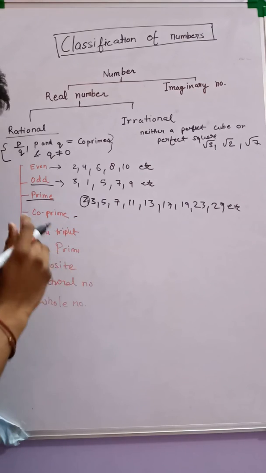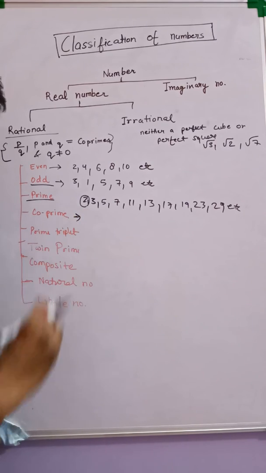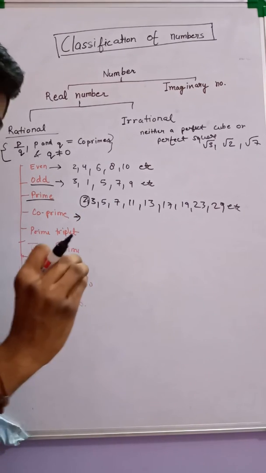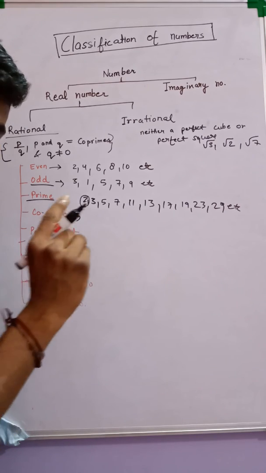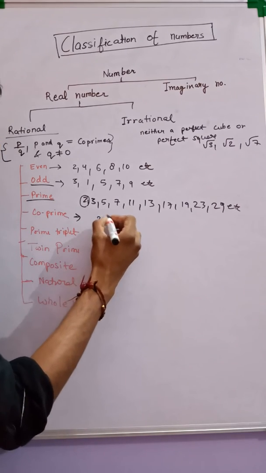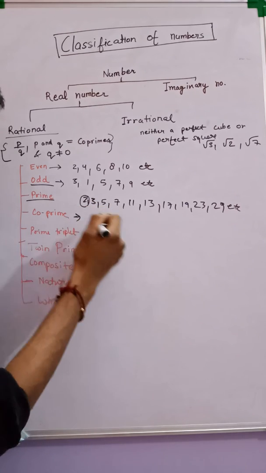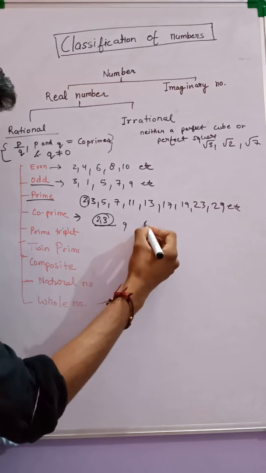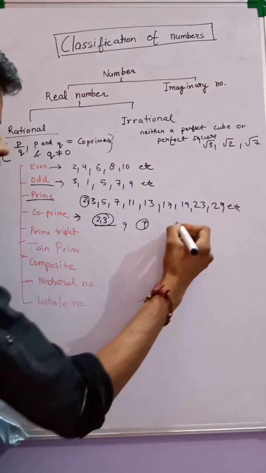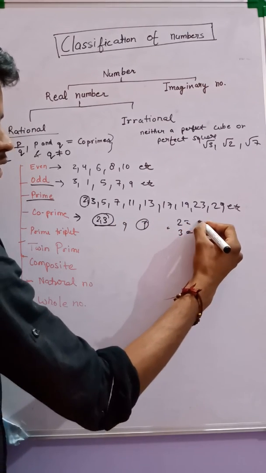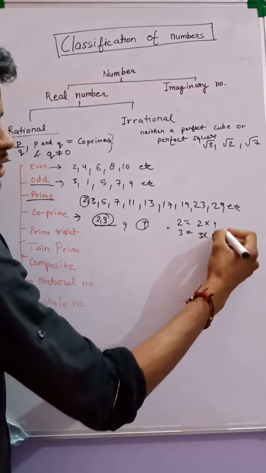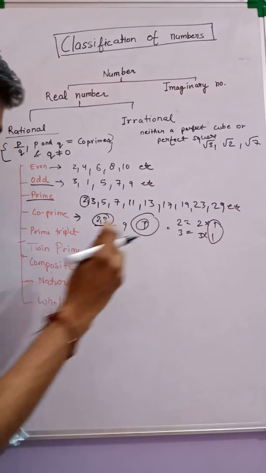Co-prime, what do you mean by co-prime? Two natural numbers are said to be co-prime if they have only the common factor 1. For example, 2 and 3. They are natural numbers and prime numbers and they have the common factor 1. 2 into 1, 3 into 1, so 1 is common in both.